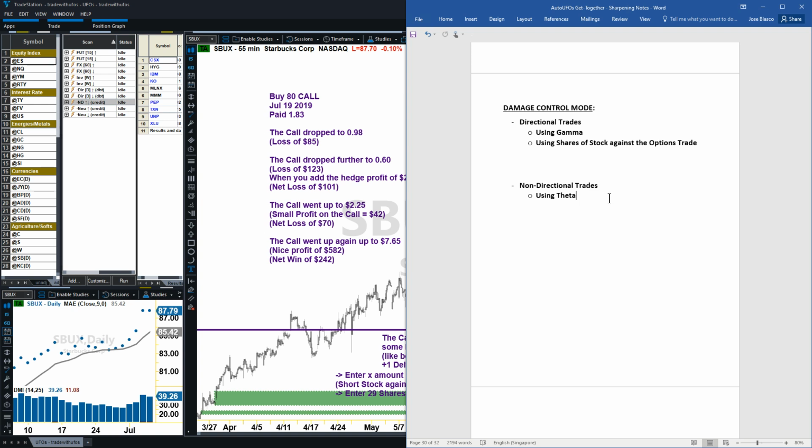Okay, so I strongly recommend you to do some practice. Now, for non-directional trade, we cannot take advantage of gamma because, as you know, non-directional trades by definition are negative gamma. So gamma cannot help.